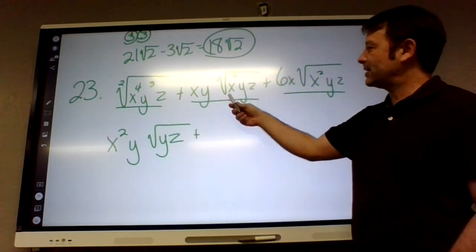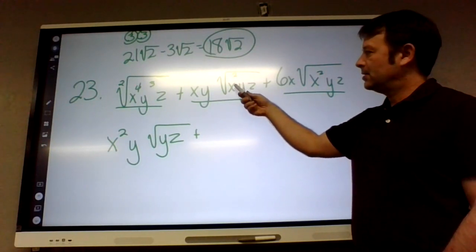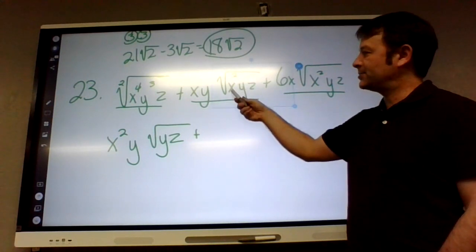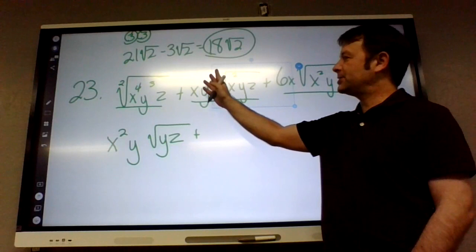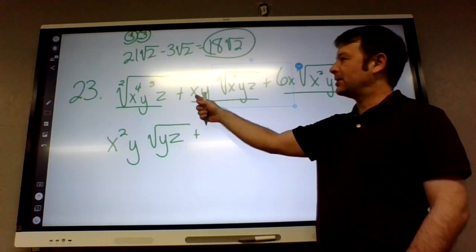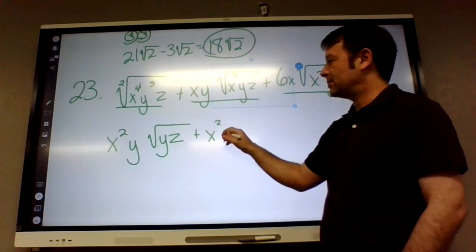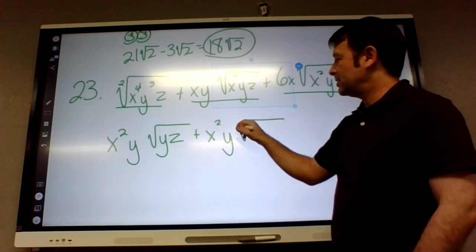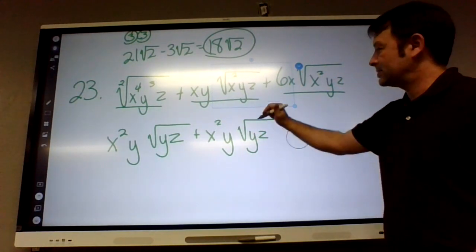Can I simplify the second term any? We can do 2, for the x's, right, we can do 2 divided by 2. So 1x comes out, but what if there's an x already out there? X times x, x squared. And then the yz, there's not enough y's or z's to simplify, so it just stays there.